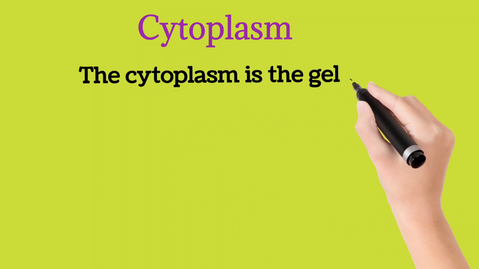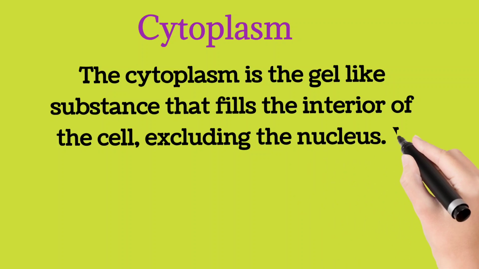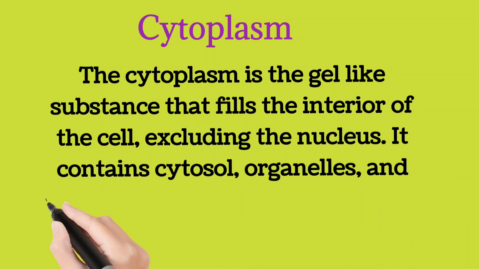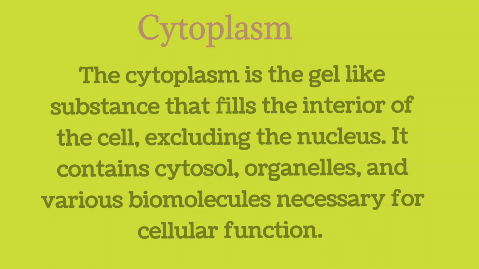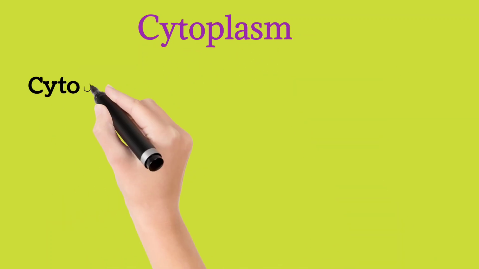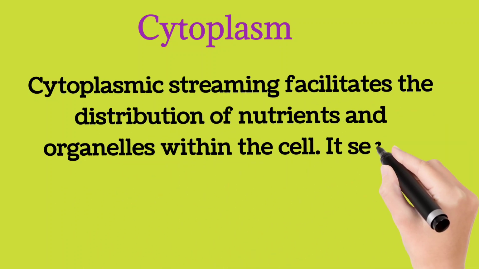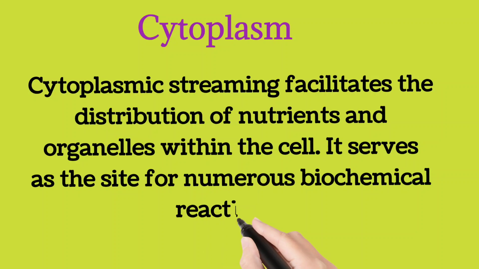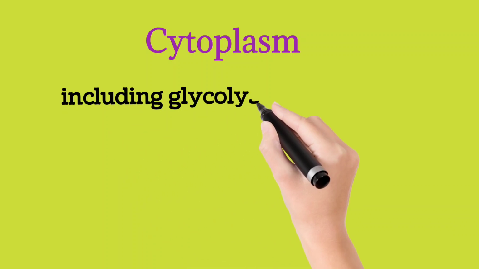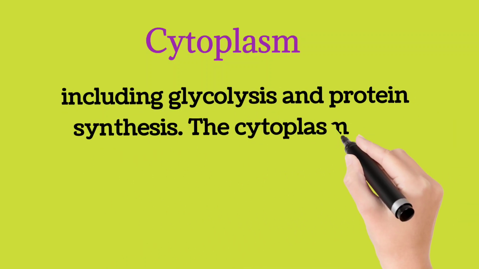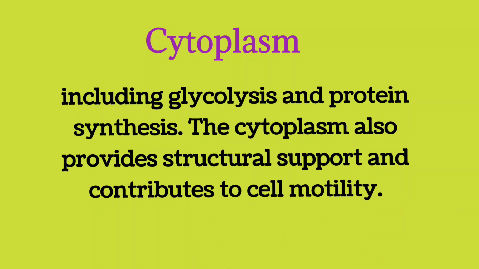Cytoplasm. The cytoplasm is the gel-like substance that fills the interior of the cell, excluding the nucleus. It contains cytosol, organelles, and various biomolecules necessary for cellular function. Cytoplasmic streaming facilitates the distribution of nutrients and organelles within the cell. It serves as the site for numerous biochemical reactions, including glycolysis and protein synthesis. The cytoplasm also provides structural support and contributes to cell motility.